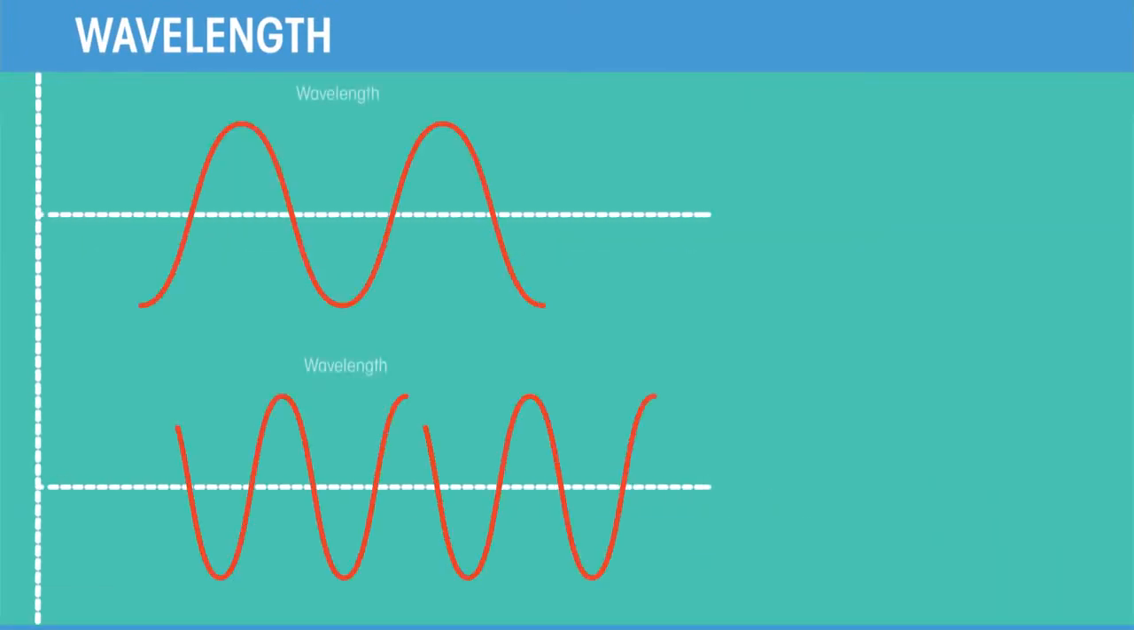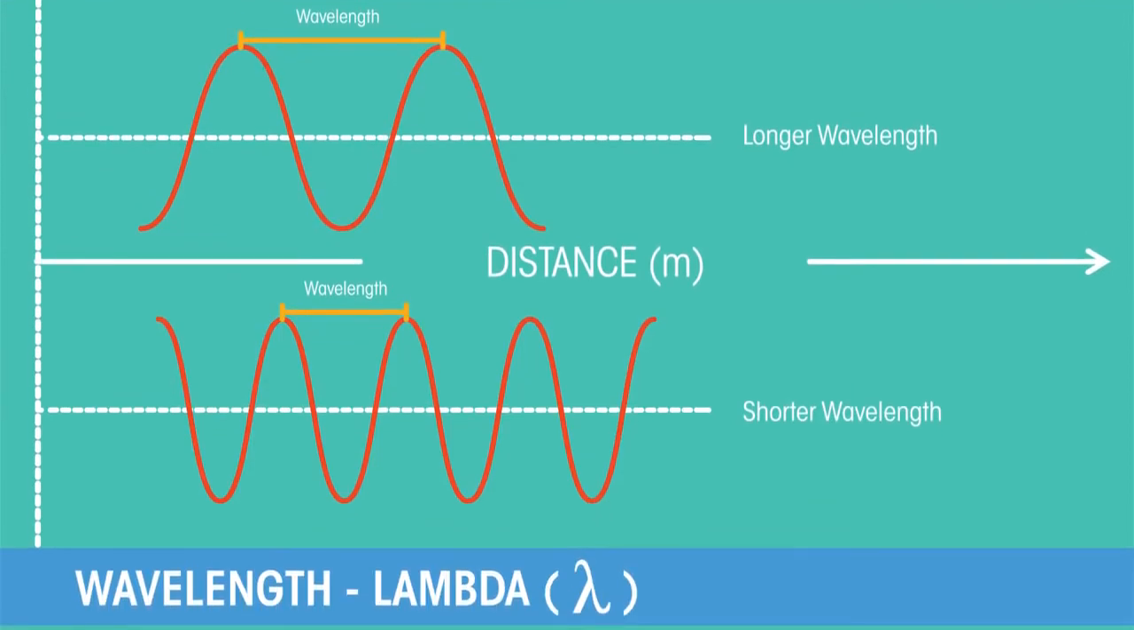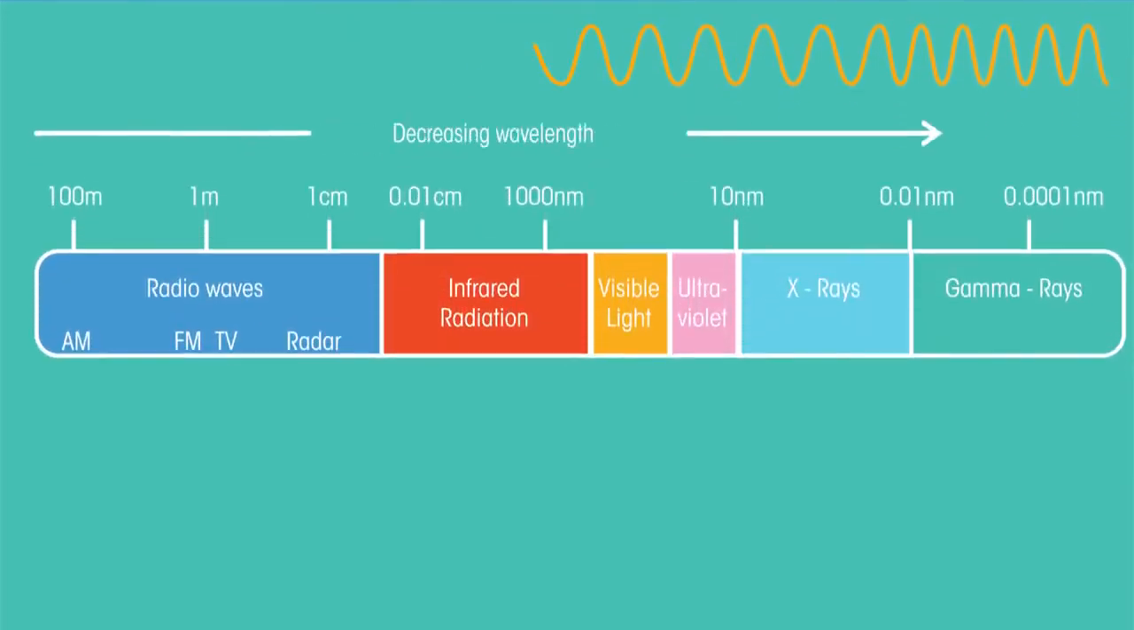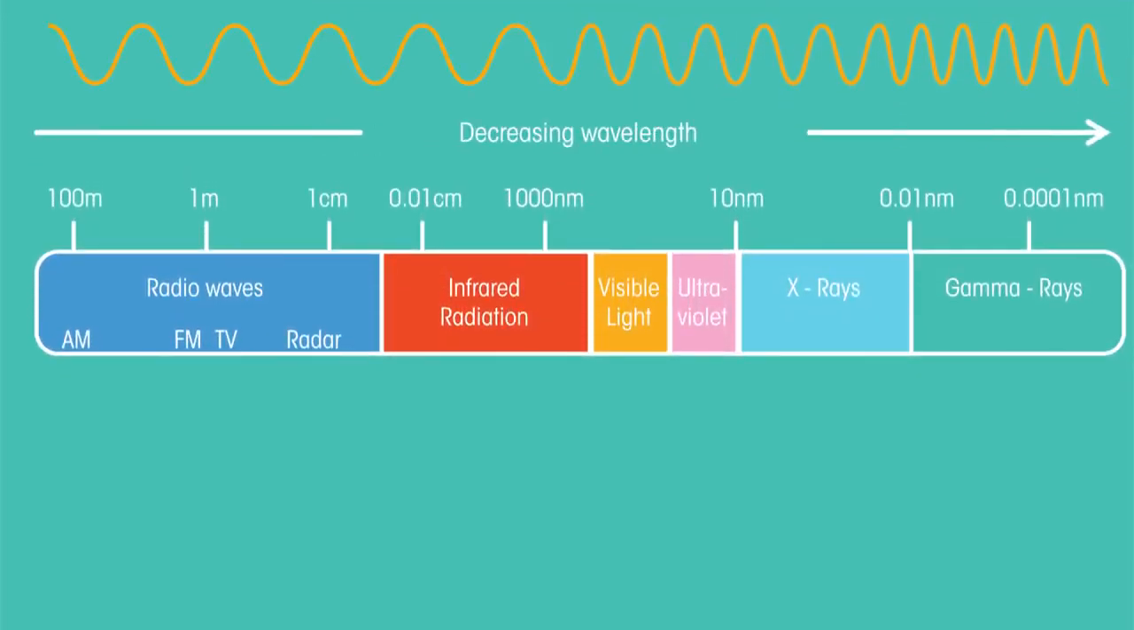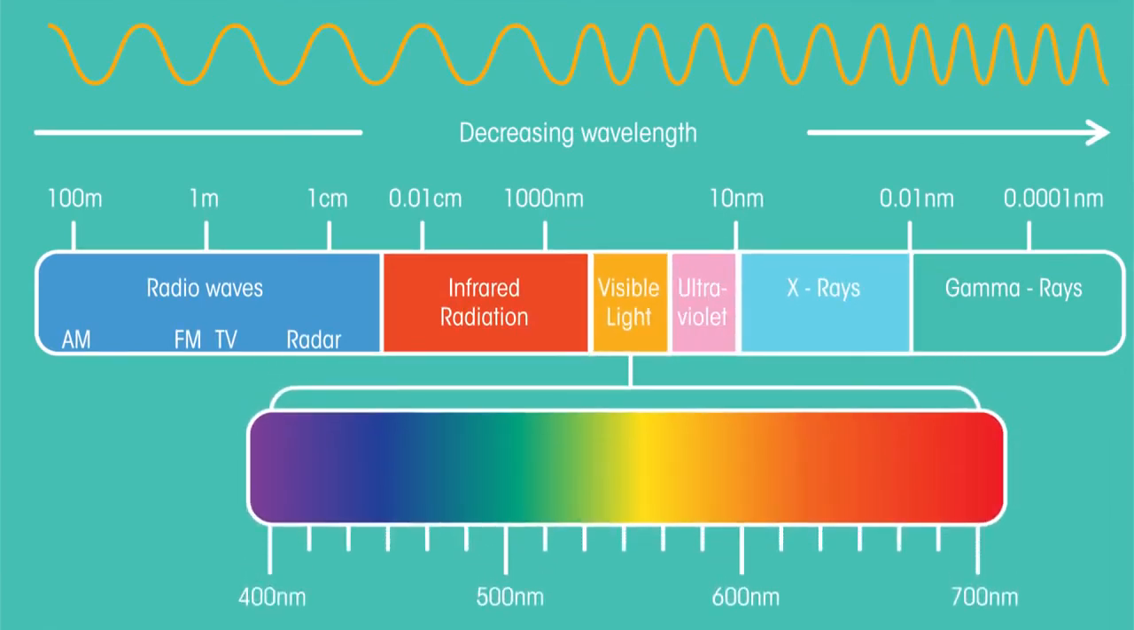Now for wavelength. The wavelength is the distance between a point on one wave and the same point on the next wave, for example, 2 peaks or 2 troughs. Wavelength is given the symbol lambda from the Greek letter and is usually measured in meters. Wavelengths can vary hugely in size. X-rays are very short, visible light is here, and FM radio waves are much longer.